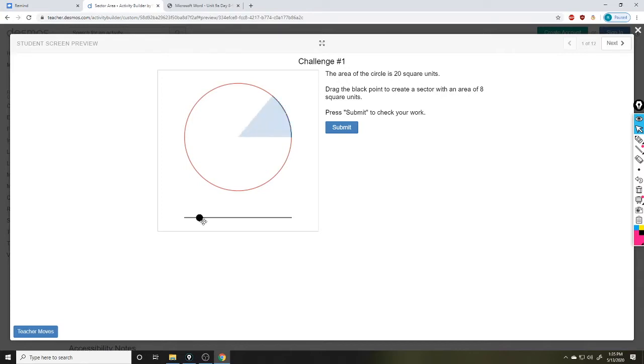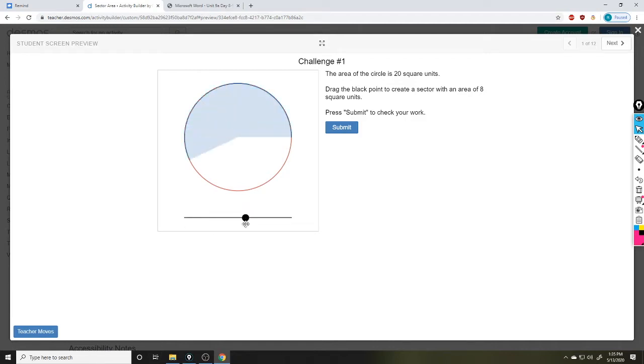Now, a sector, as you can see that I'm dragging around, this will be the area of the entire circle. And a sector is just a piece of that area, or a slice of that area, if you want to think about it like that. All right, so our goal here is that we know the whole area is 20, and we want to drag it to create an area of 8. So our goal is to kind of give an estimate.